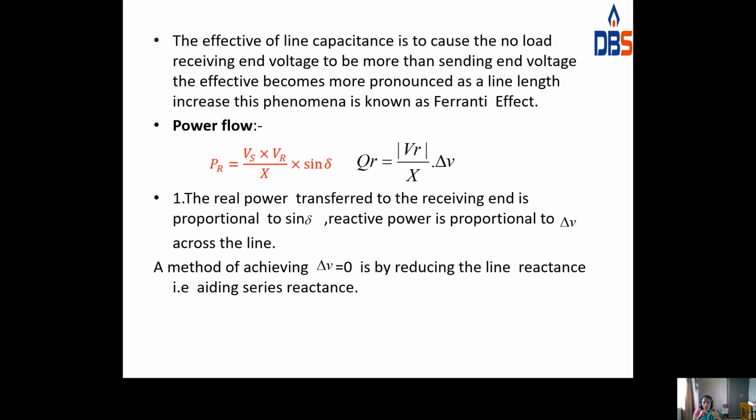Now power flow. In power flow, the real power PR equals Vs into Vr by X into sine delta, and the reactive power QR equals Vr by X into delta V. So the real power is directly proportional to sine delta, and the reactive power is proportional to delta V across the line. A method of achieving delta V equal to 0 is by reducing the line reactance, which is done by adding a series reactance.